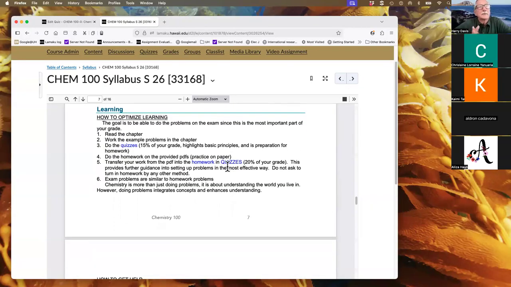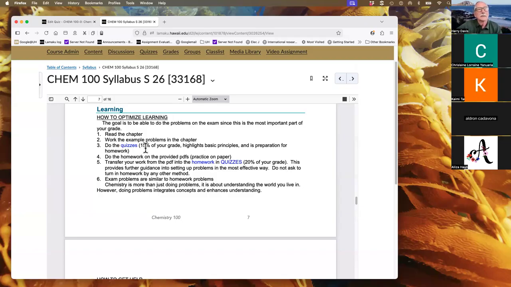So learning, how to optimize learning. The goal, of course, is to be able to do the problems on the exam. That's the most important part of your grade. Read the chapter, work the example problems in the chapter, which I notice that students do not do. Just because I give you the answers and how to get them doesn't mean you shouldn't be trying them on your own.